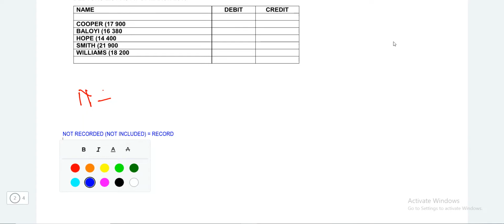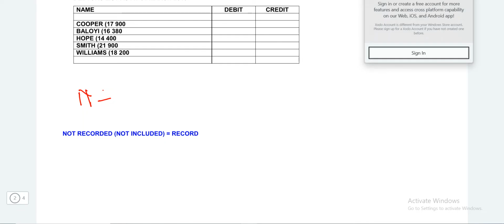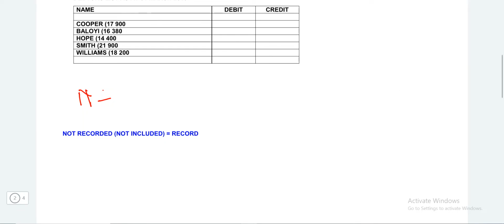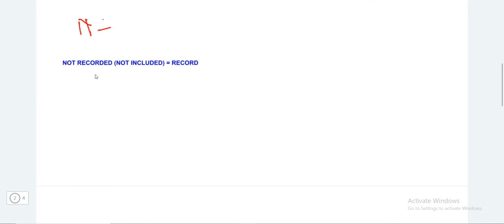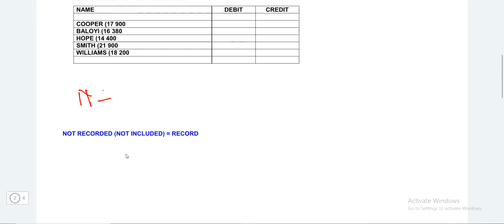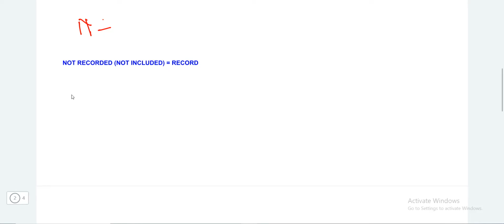What you need to do is to record where they're saying that this was not recorded. And the other word that I noticed that most learners struggle with is when they say that something is undercasted. This is one of the situations that are troubling learners. They don't know exactly what they need to do when they say that something is undercasted. So as I was saying, the next word is undercasted.